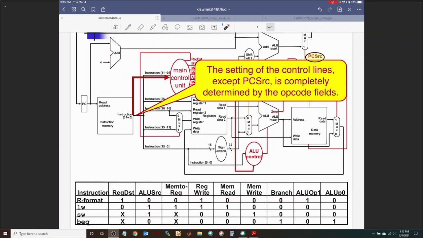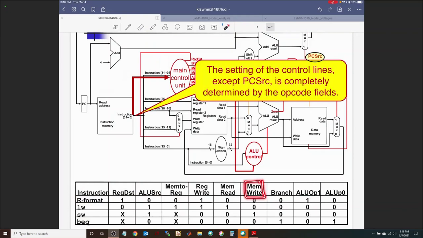Wherever things don't matter, you have an X. Wherever things matter, you either have a 0 or you have a 1. And we can talk about these settings at great length. But let's talk about some things that are pretty obvious. For example, if you look at the branch when equal operation, that's a branching instruction. So only for that, the branch control is 1. For all the other R-type instructions, the load word and store word, your branch output from the main control unit is 0.